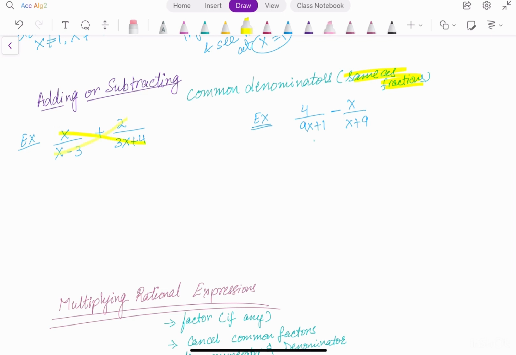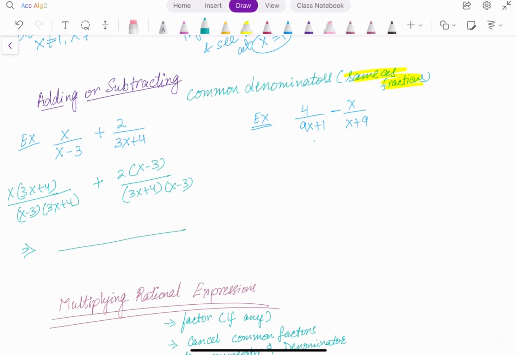Let's try example 1. So I can multiply the first fraction, x over (x minus 3), by (3x plus 4), numerator and denominator both. (3x plus 4) times x, and (x minus 3) times (3x plus 4). Now multiply the second fraction by the denominator of the first. So 2 times (x minus 3), and (3x plus 4) times (x minus 3).